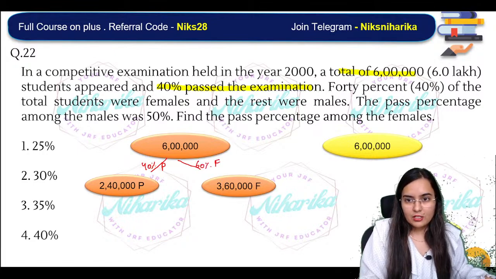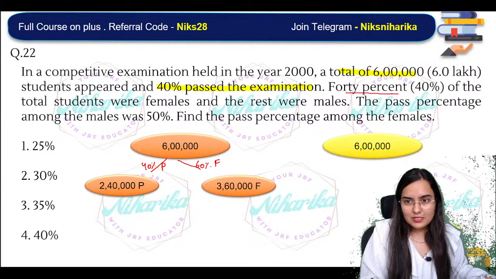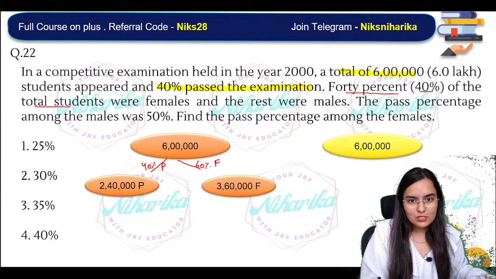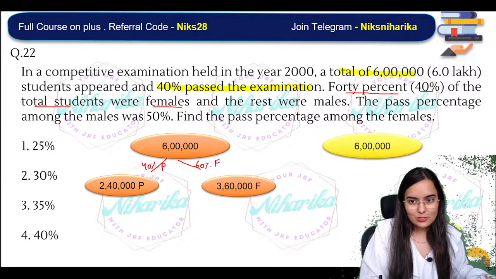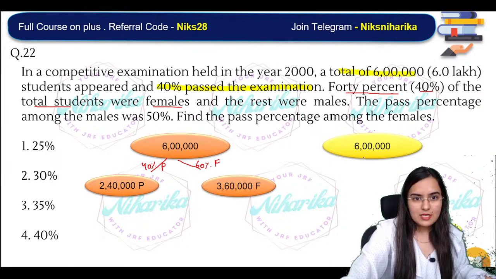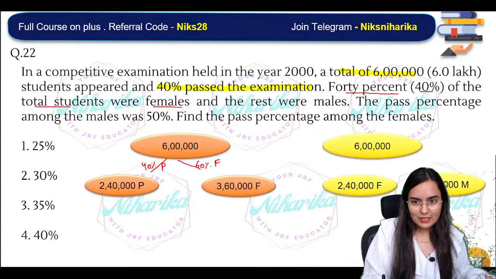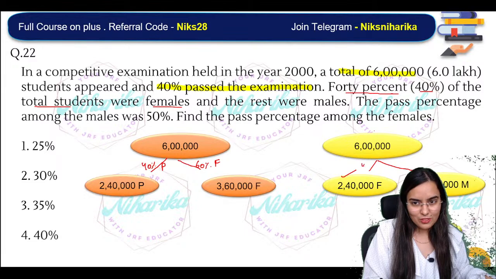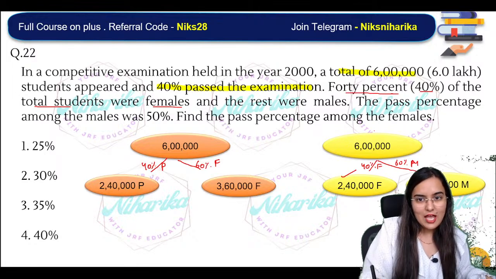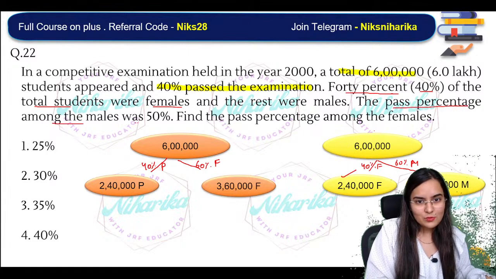Now, 40% of the total students were female. If we take the total of 6 lakh students and say 40% were female, then 60% were male. So 60% are male, that is 3,60,000. Now, the pass percentage among the males was 50%.